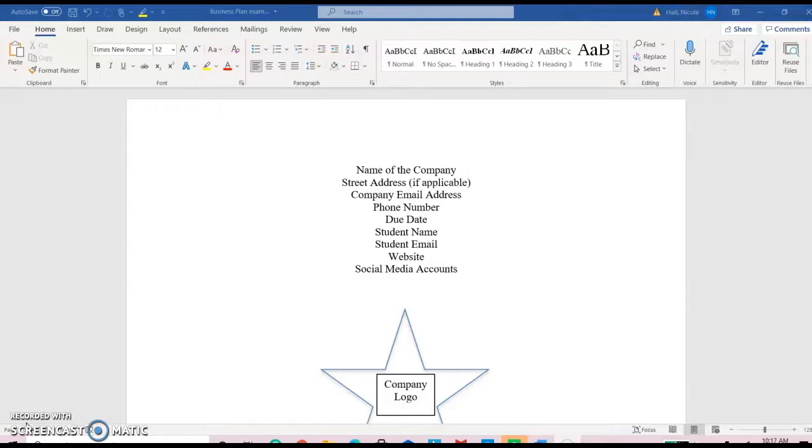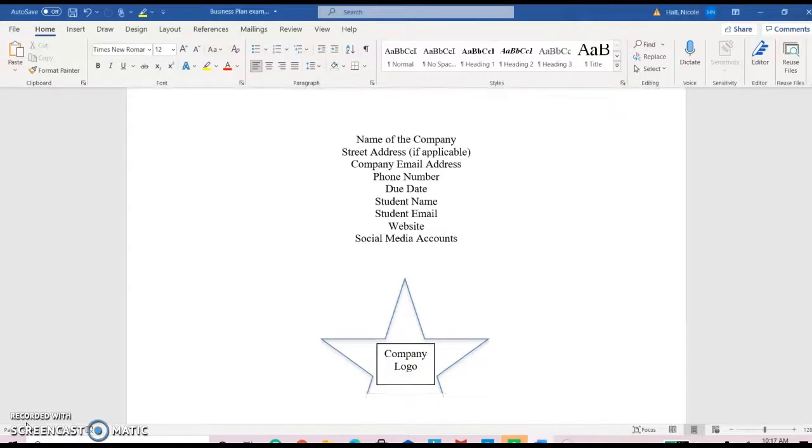If your business does not have a phone number, you can always include your personal cell phone number, due date, your first and last name, your Bristol email address, the website. Today in the 21st century, most businesses do have a website, and any social media accounts such as the Facebook page, the Instagram page, and or the Twitter account.